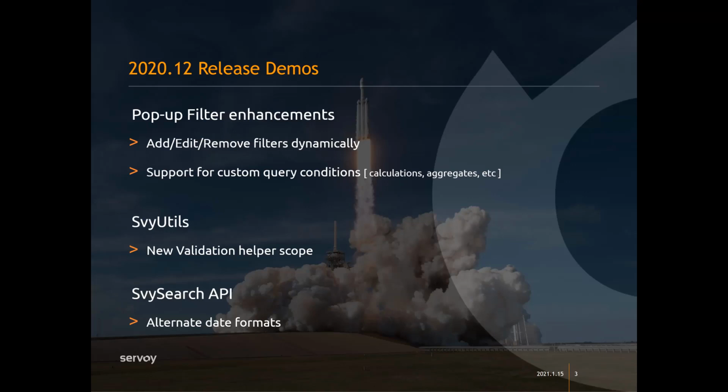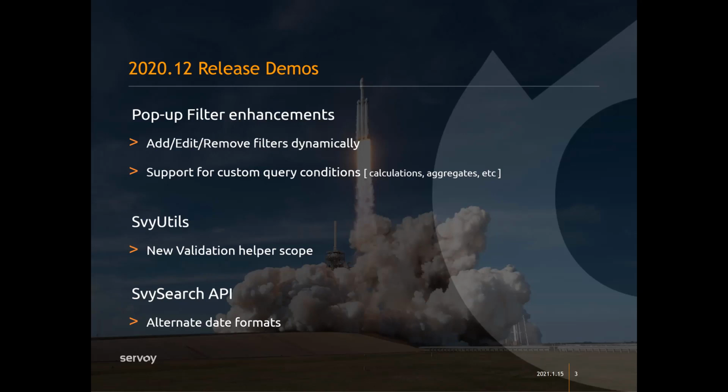The SVY utils package is a very generic low-level utility API extension. We added a validation helper scope. In the last release webinar, toward the end of last year, I showed some validation. We updated the core to support a kind of best practice for centralizing business logic around validation. Since then, we added a helper scope to the API extensions to be able to interact with the UI a bit better from that, and I'll show how that hooks together.